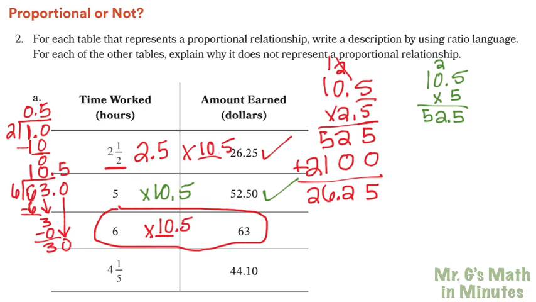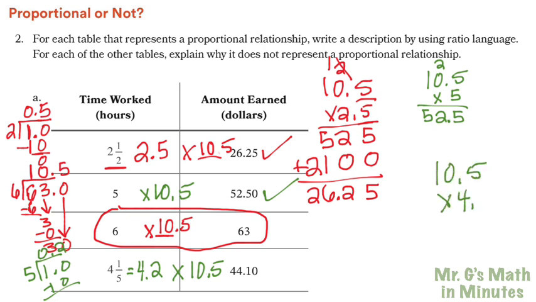And then the last one, we got 4/5, so we're going to change that to a decimal. We got 1 divided by 5, which goes 0 times. Add that decimal, and that goes 2 times into 10. So 4.2 is equal to 4/5. We're going to multiply that times 10.5. So 10.5 times 4.2.